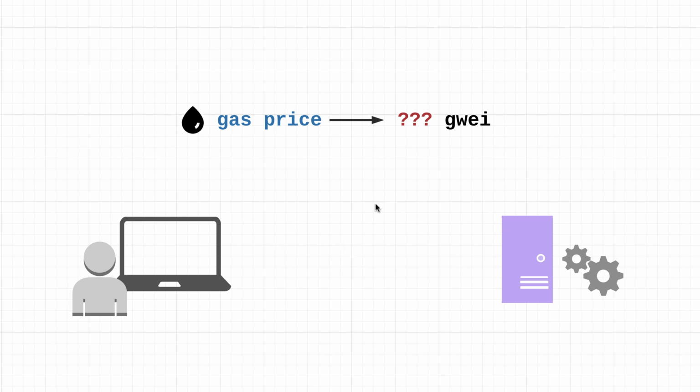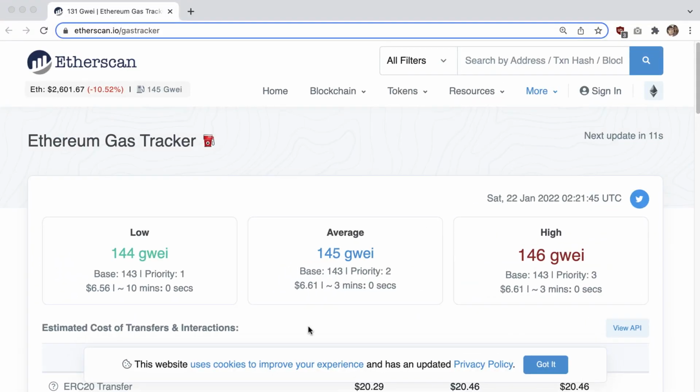Now, the average price of gas is actually determined by the overall demand for the network resources, and a very cool resource that I use quite often is etherscan.io/gastracker. If ever you just want to know the current price of gas, then you can go here and it'll tell you right now it's hovering right around 145 Gwei. Oh, hopped up to 162.